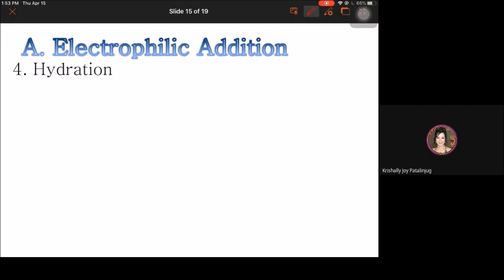Okay, tell me, kung mag-hydrate ka sa imong body, unsa ang solvent nga imuhang ginainom? Hydration.